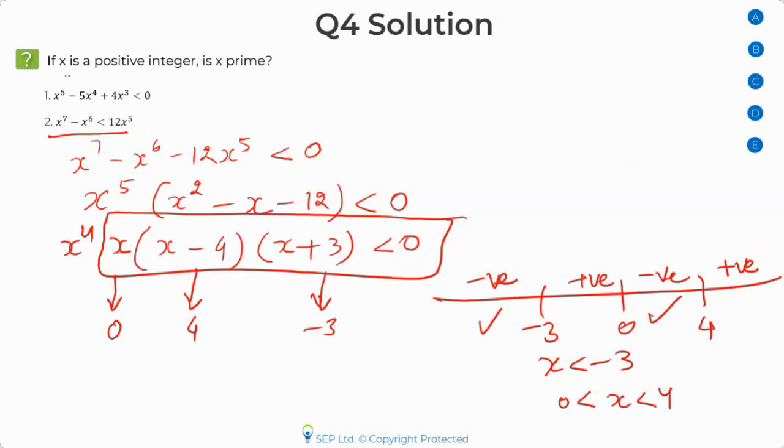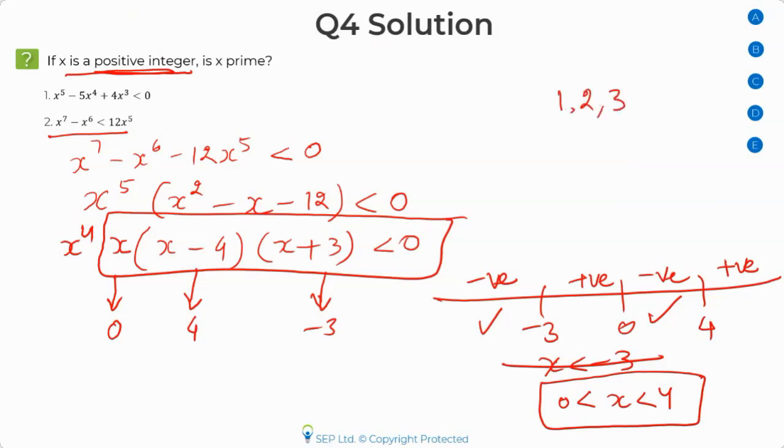Now from the constraints, I know x is a positive integer. So this case is not possible. The only case which is possible is x is between 0 and 4. Now, if I know x is between 0 and 4, and I know x is a positive integer, there are 3 cases which are possible: 1, 2, and 3.